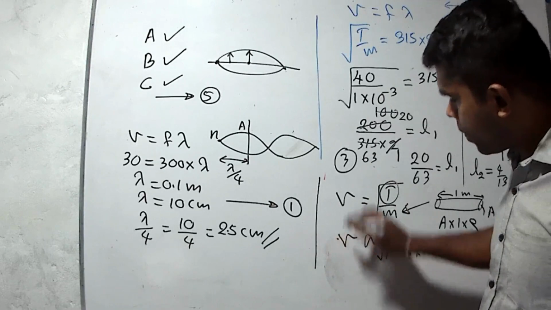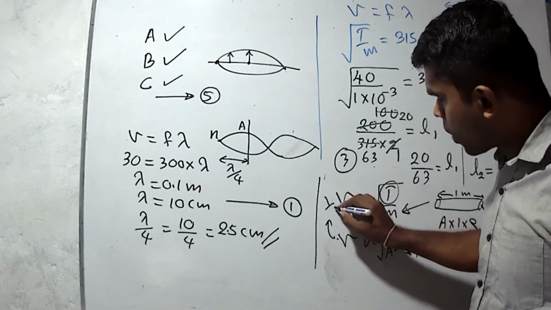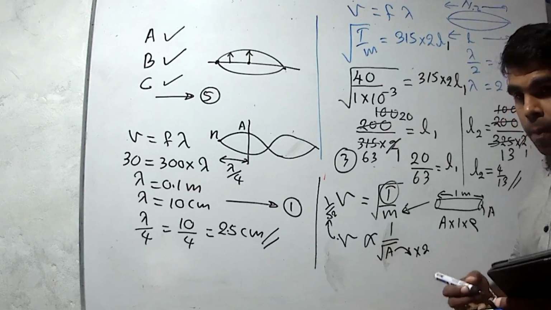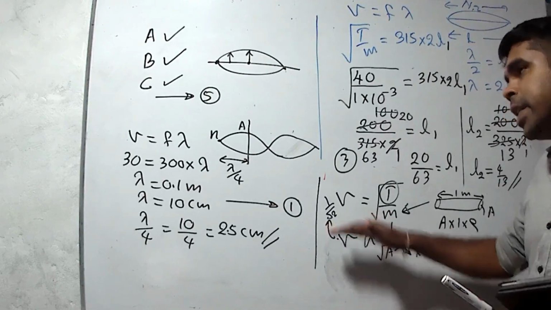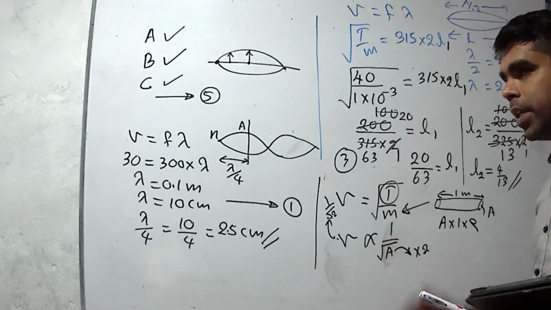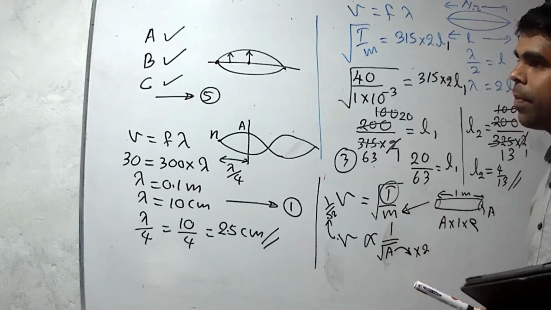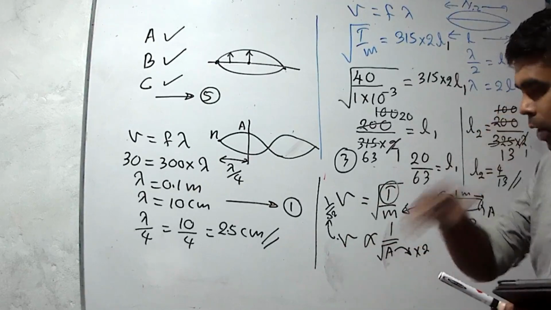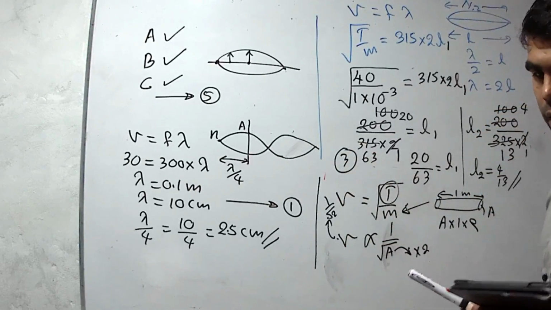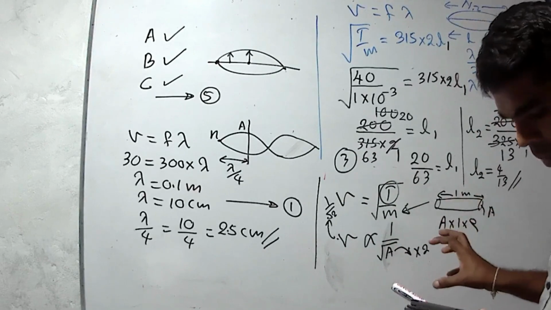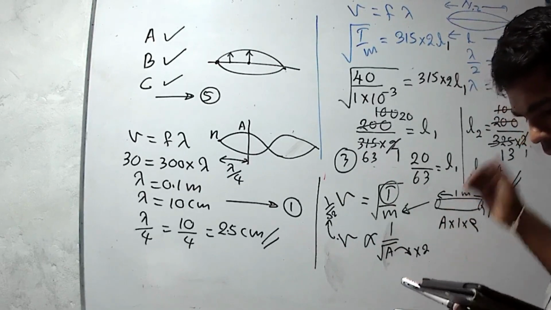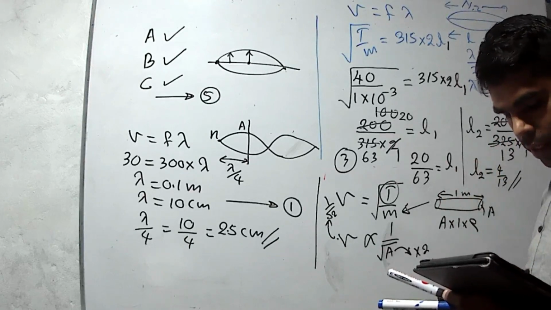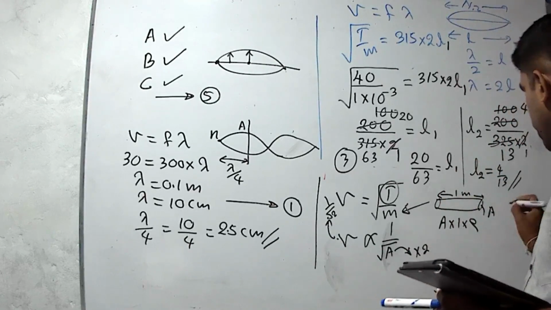Velocity should be 1 over root 2 times. It means velocity is decreasing, but the decrease is less than half. 1 over root 2 is more than half. Therefore, there is a decrease, but the decrease is less than half. Then the answer should be 2.